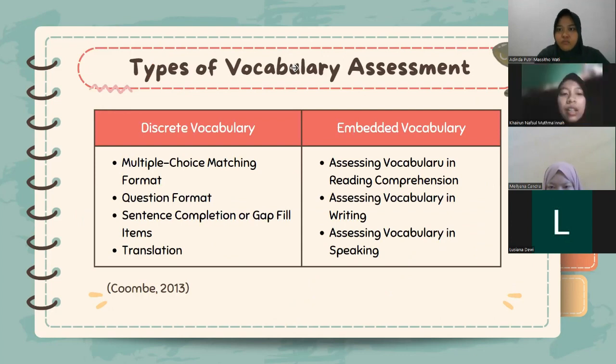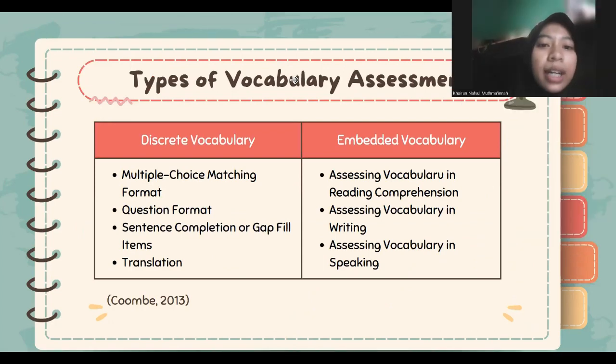Okay, now we enter the types of vocabulary assessment. The types of vocabulary assessment consist of two: discrete vocabulary and embedded vocabulary. So what is discrete vocabulary? Discrete vocabulary assessment refers to a method of evaluating someone's vocabulary knowledge by assessing individual words in isolation.